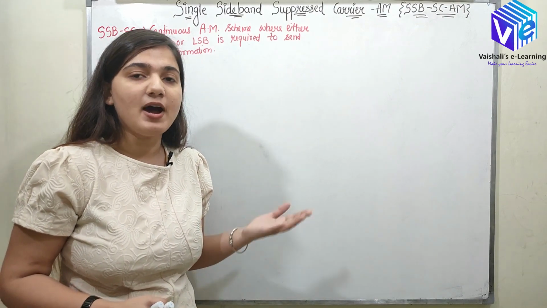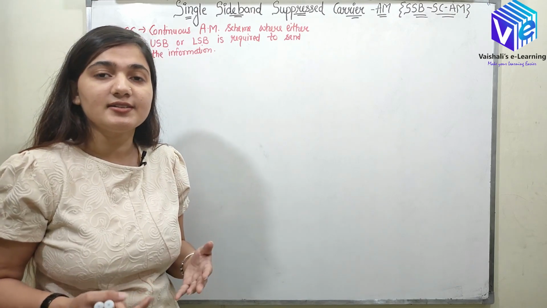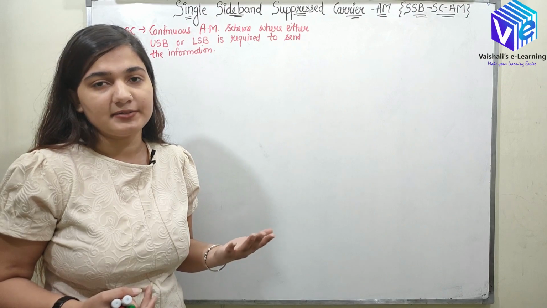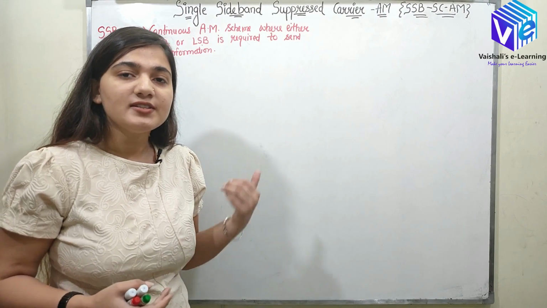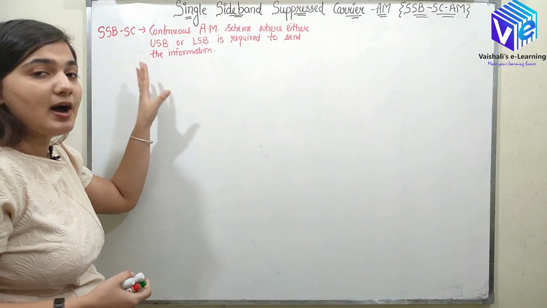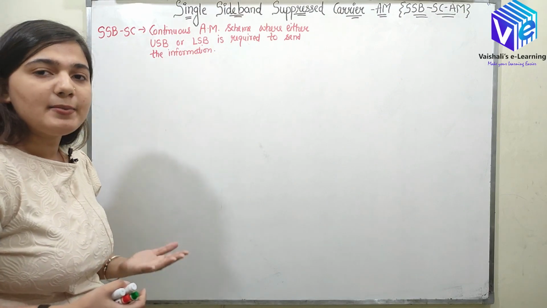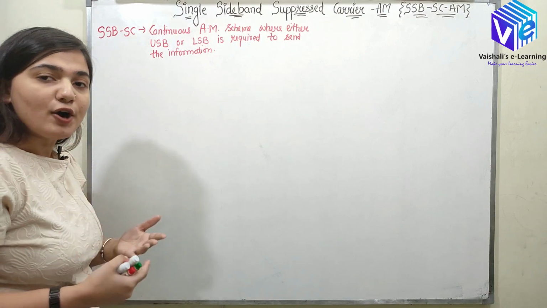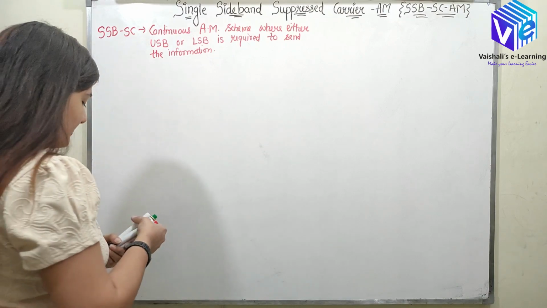Bandwidth has become half, and the telecommunication industries spend a lot of money in purchasing the bandwidth spectrum. So the cost of this type of communication will become very less, or it will become half as compared to double sideband suppressed carrier. So this is the importance of single sideband suppressed carrier.